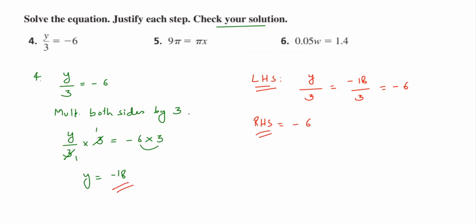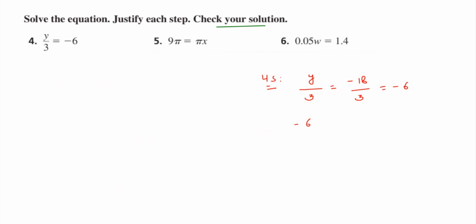Let's go to the next question, the fifth one. The fifth one is a little different. We have pi there. We have 9 pi equals pi x, that is pi times x. Here the variable is x. Remember, pi is not a variable, it's a constant, it has a value. Here x is the variable, and we have to find the x value.